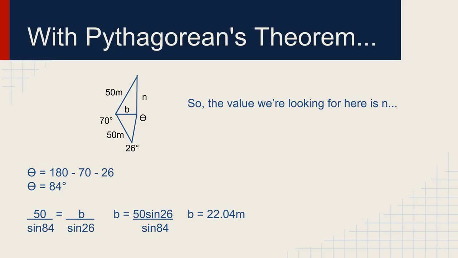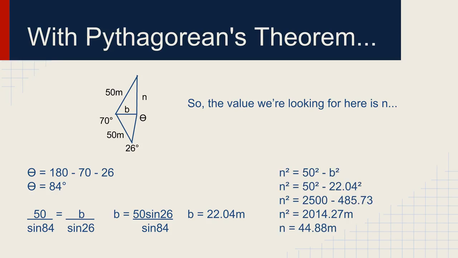The product of b would be 15 multiplied by sine 26 divided by sine 84. Our product here is 22.04 meters. And with this information, we can finally find n. With 50 as the hypotenuse, we will subtract the square of 22.04 from the square of 50 to find the square of n, 2014.27 meters. Take the square root of that number, and we have 44.88, the side length of n.